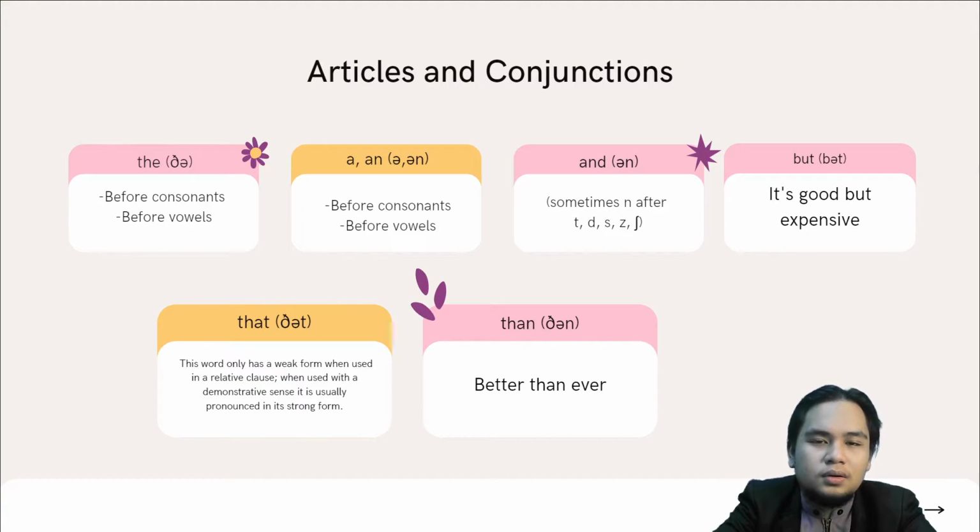So usually we use that. So there are examples for that. For that, the word only has a weak form when used in a relative clause. When used with a demonstrative sense, it's usually pronounced in its strong form. So that's for articles and conjunctions.